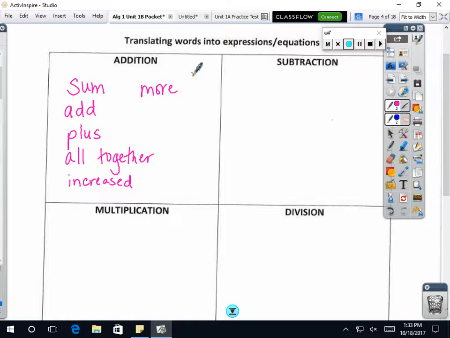Okay, what about subtraction? What are some words you know for subtraction? Difference, less, minus.